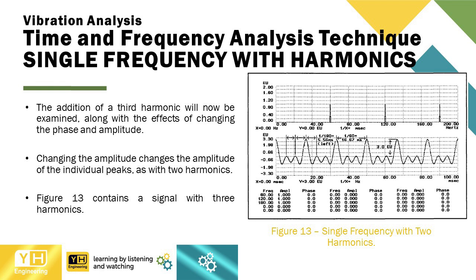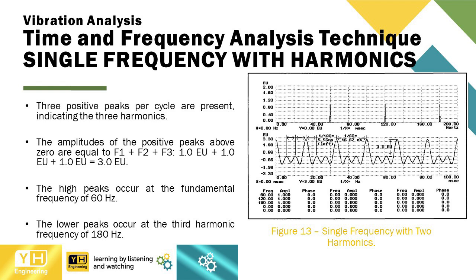Figure 13 contains a signal with three harmonics. Three positive peaks per cycle are present, indicating the three harmonics. The amplitudes of the positive peaks above 0 are equal to frequency 1 plus frequency 2 plus frequency 3. So, 1.0 engineering units plus 1.0 engineering units plus 1.0 engineering units equals 3.0 engineering units. The high peaks occur at the fundamental frequency of 60 Hz. The lower peaks occur at the third harmonic frequency of 180 Hz.